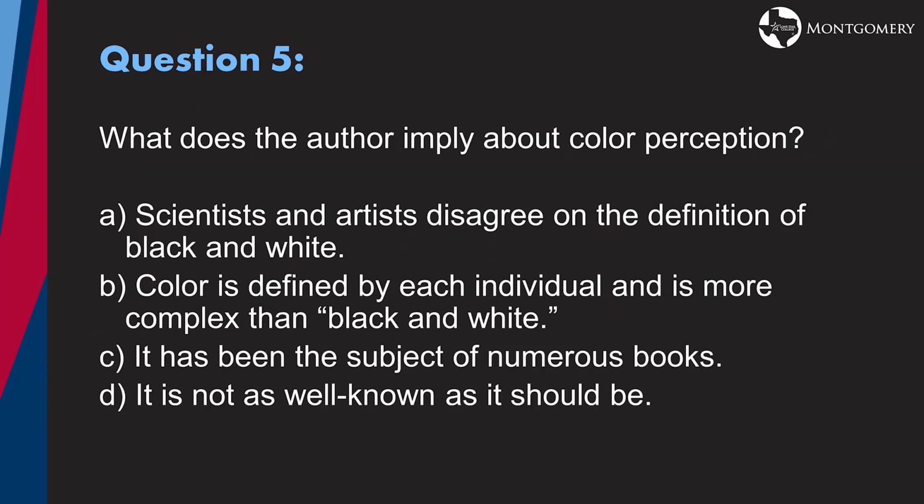So once again, we have our question. What does the author imply about color perception? Were you able to cross off any of these? C and D are inserting information that wasn't covered or it's just kind of vague. If we look at A and B, B is the one that has the most support. So B is our correct answer.